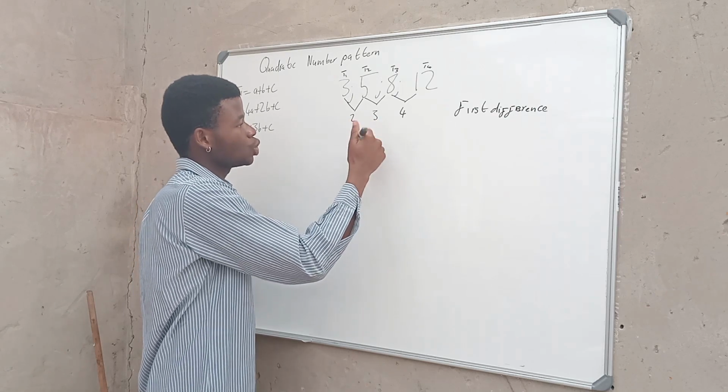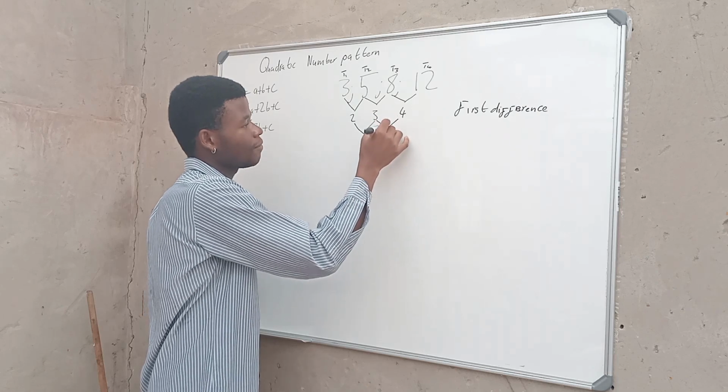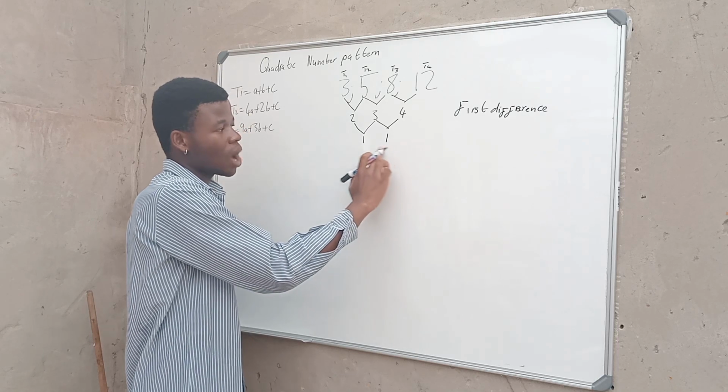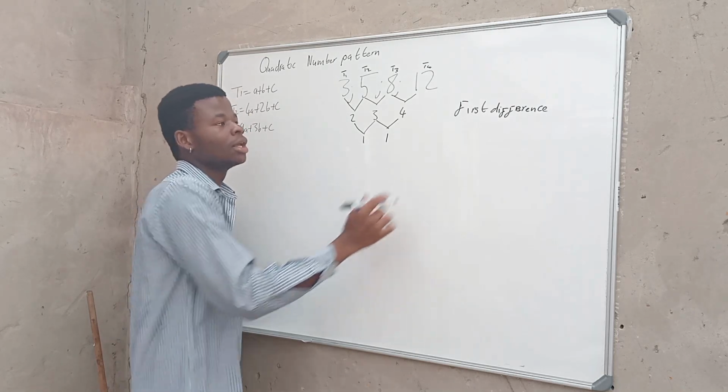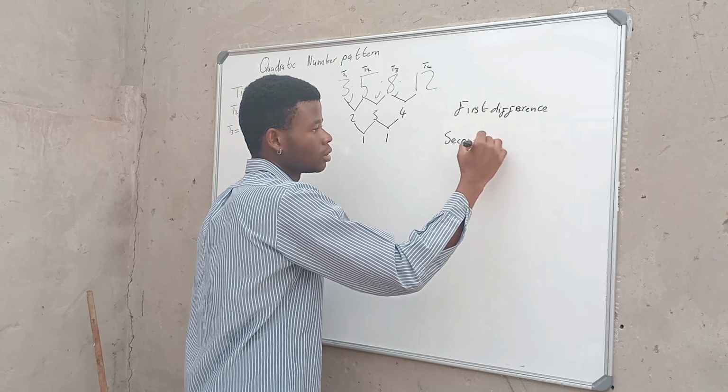So 3 minus 2 is 1, and then 4 minus 3 gives 1. So these ones are constant. They are going to be our second difference.